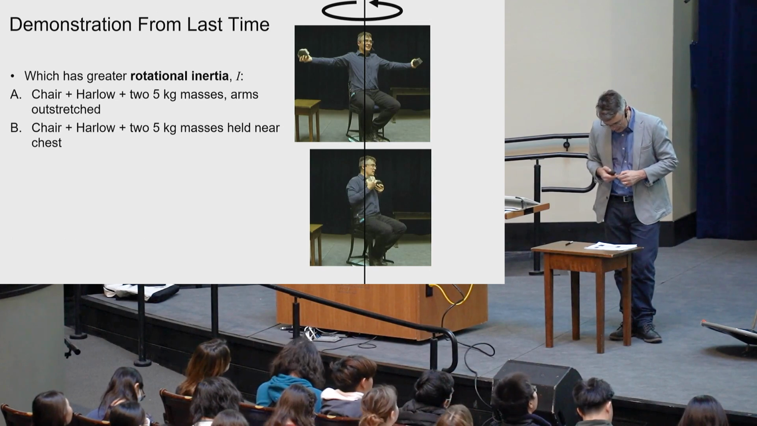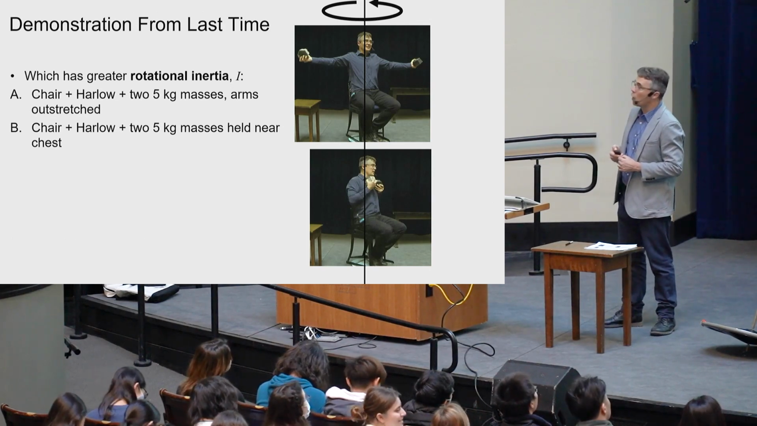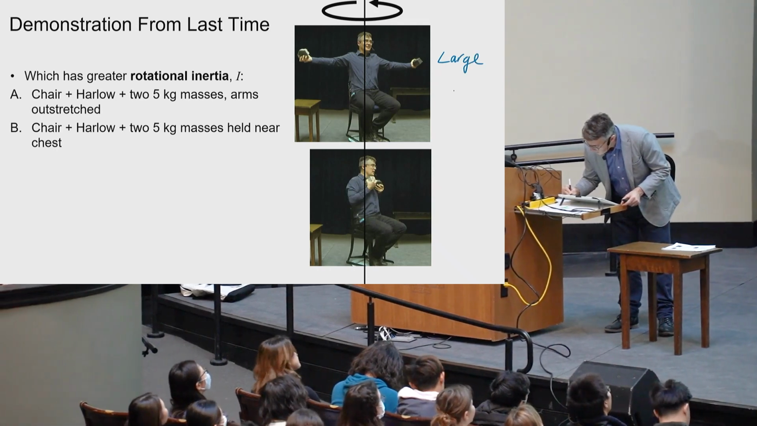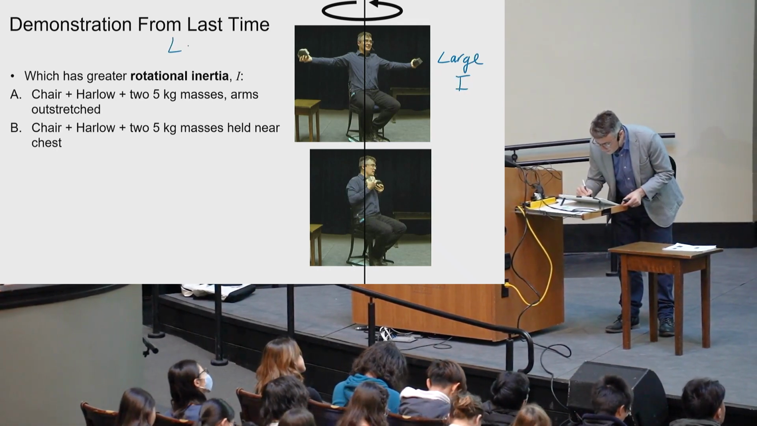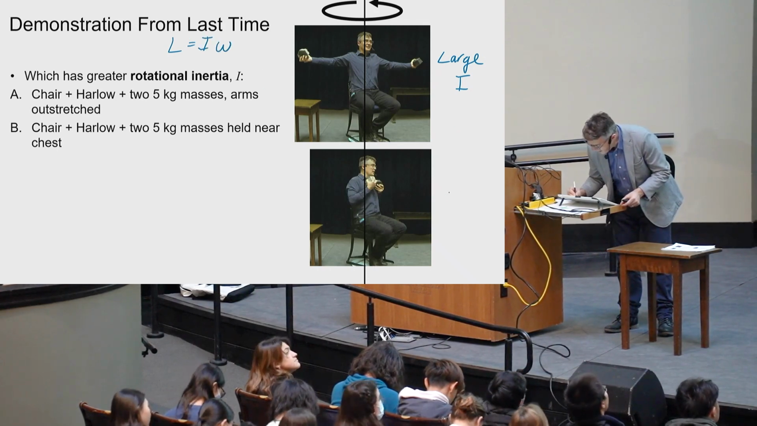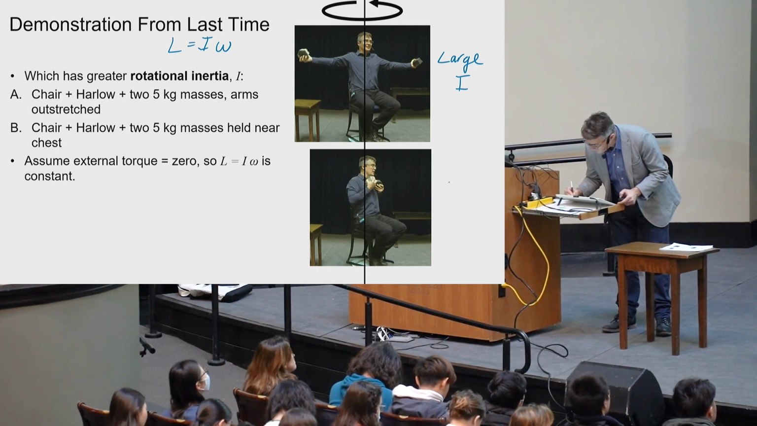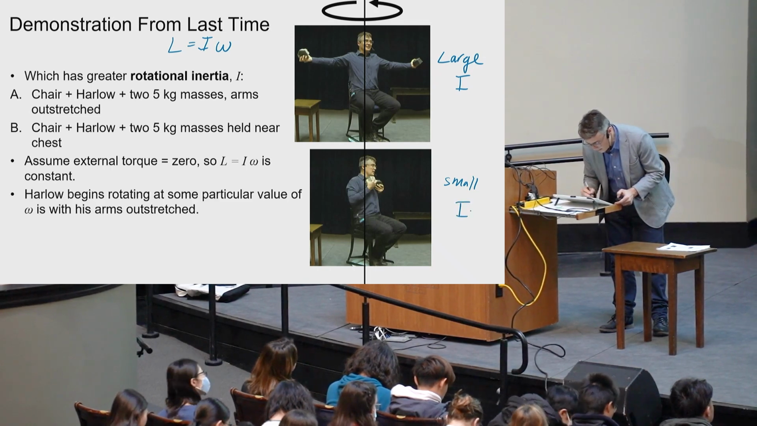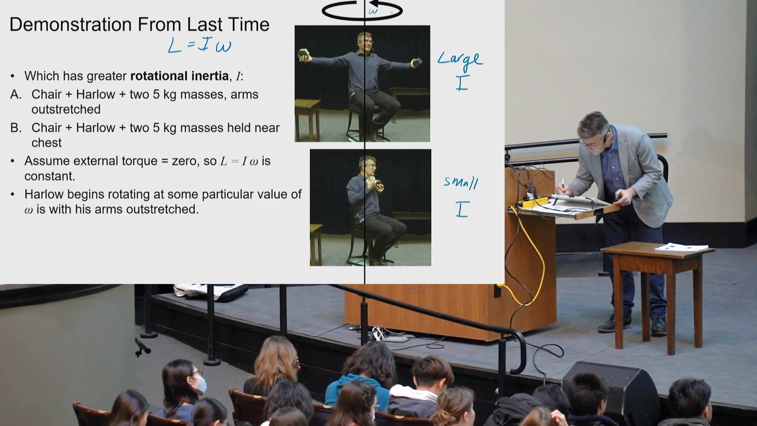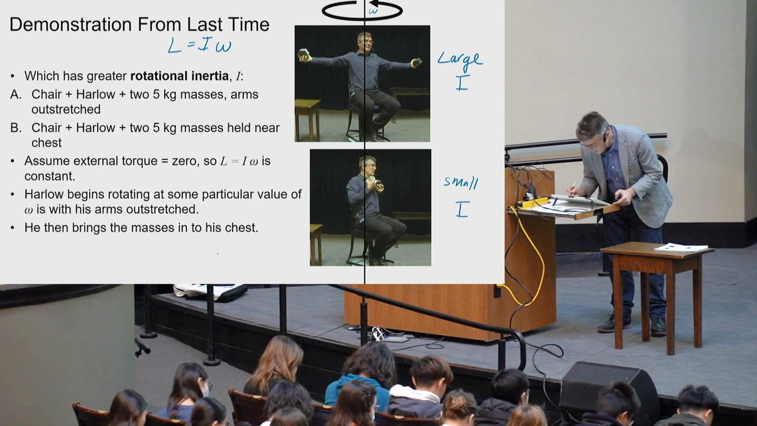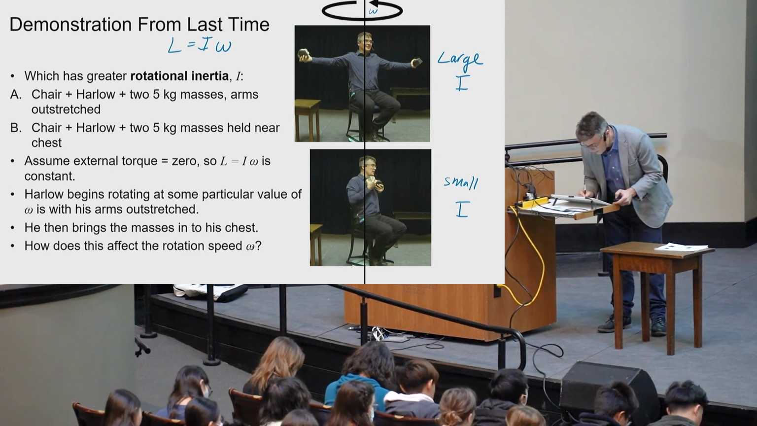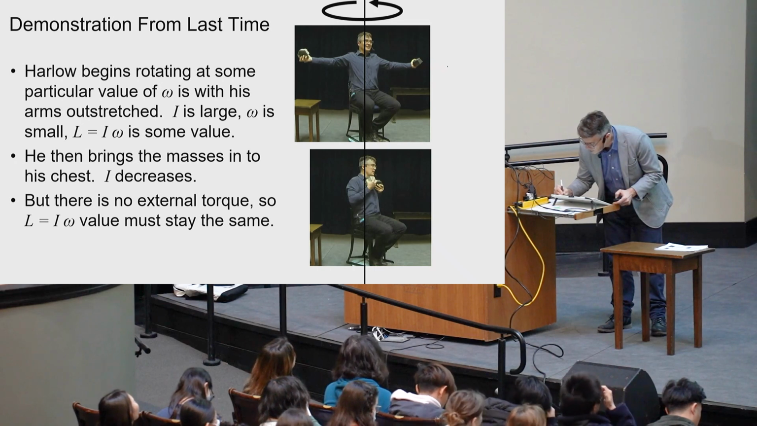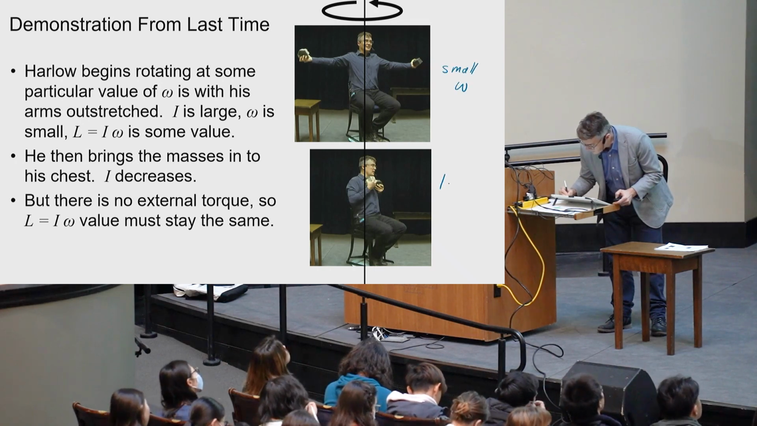So there was me, I had my arms outstretched. What that was is I had large rotational inertia I. And remember, L is equal to I times omega, and that's going to be constant. Then when I pulled the masses inwards, I had small I, so rotational inertia got less. I began rotating at some particular value of omega with my arms outstretched, and then I brought the masses in. That's reducing rotational inertia. How does that affect the rotation speed? Well, it conserves L, so if you have small omega to start off with, then you have large omega.